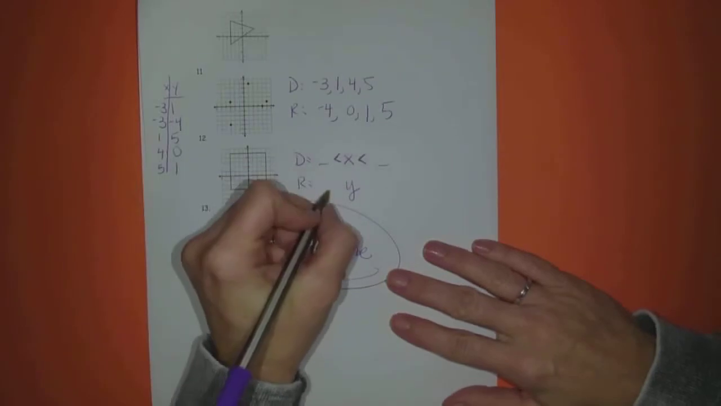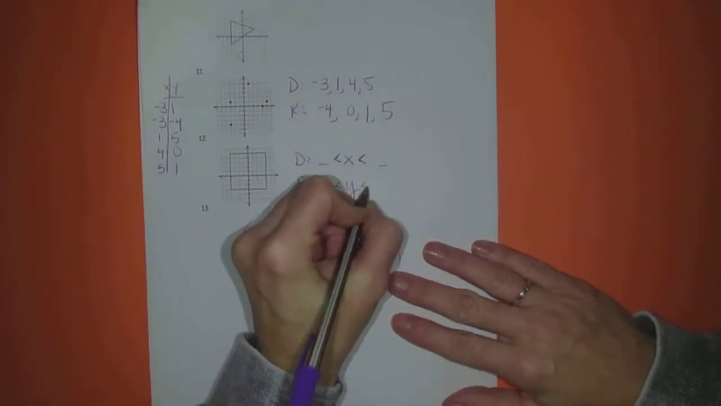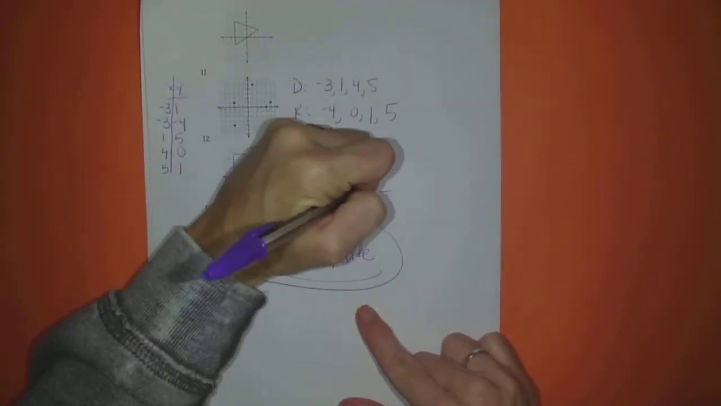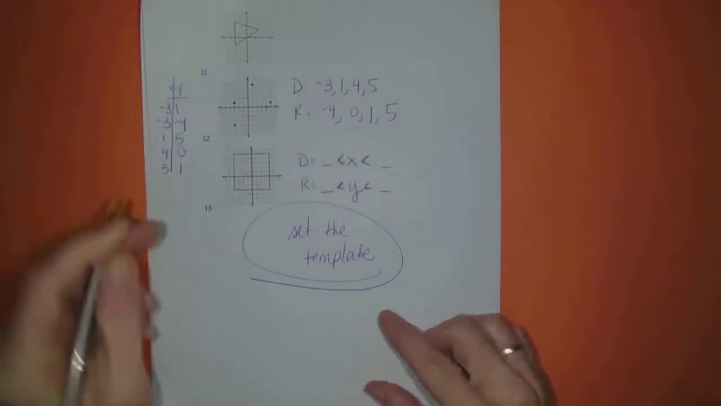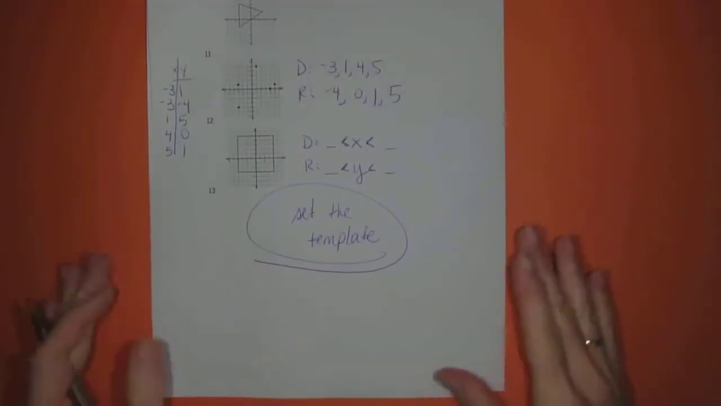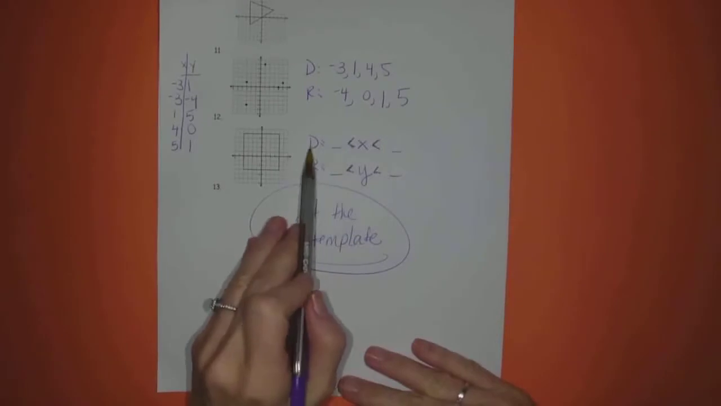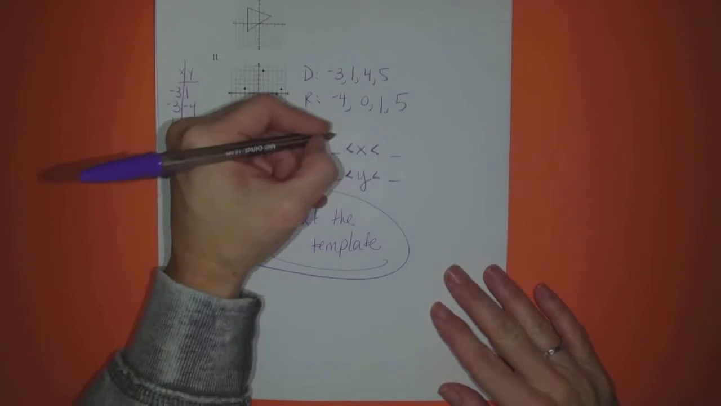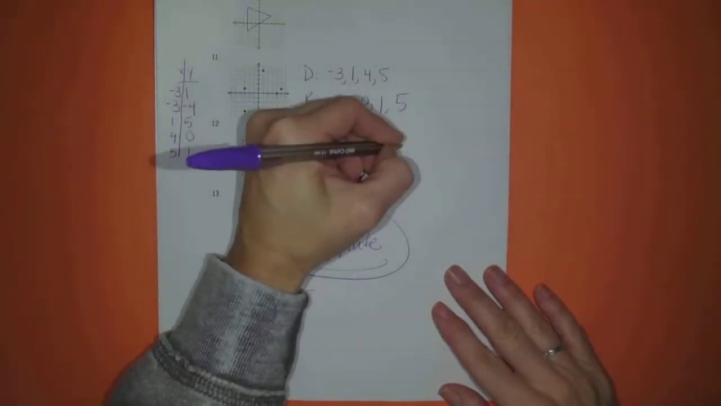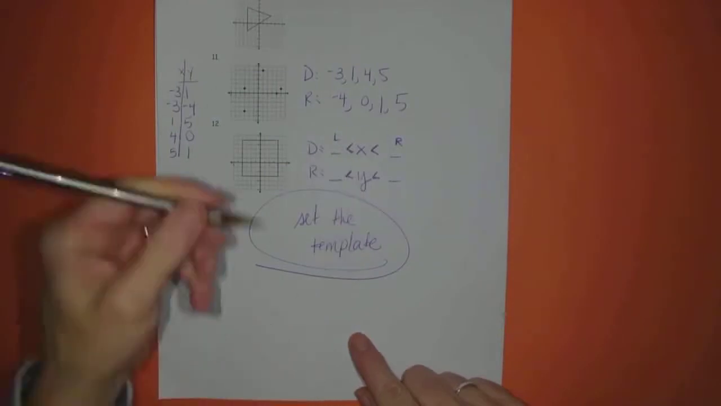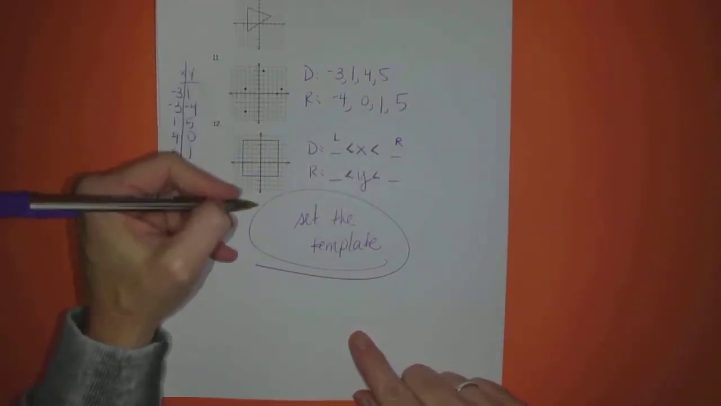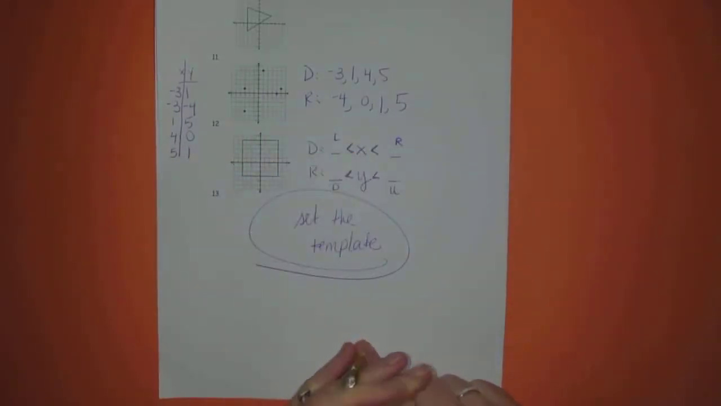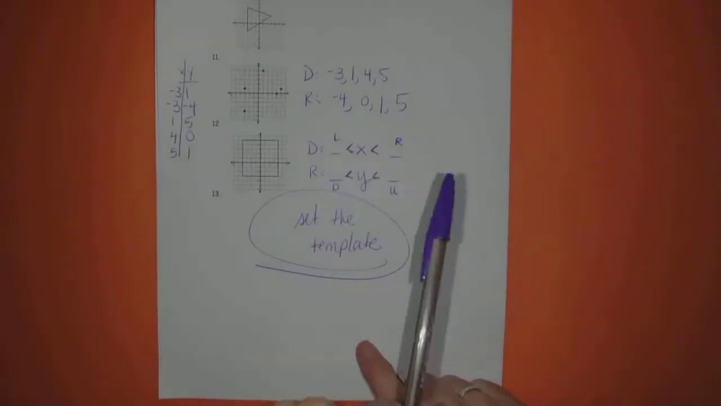Same thing for the Y. Y is going to be greater than this number, but less than this number. So when I say set the template, this is what I'm talking about. This is for every single problem that you're doing domain and range for. Okay, so now what I like to tell students, domain works on the x-axis. The x-axis works left to right. And the y-axis, that does not work left and right. The y-axis works down and up. So left to right, down to up.